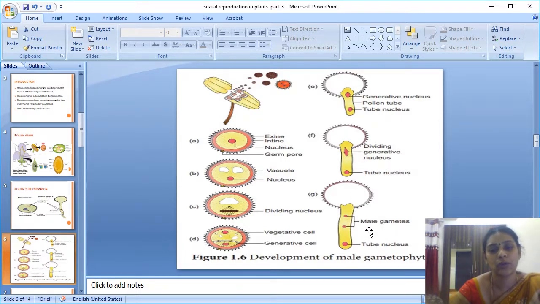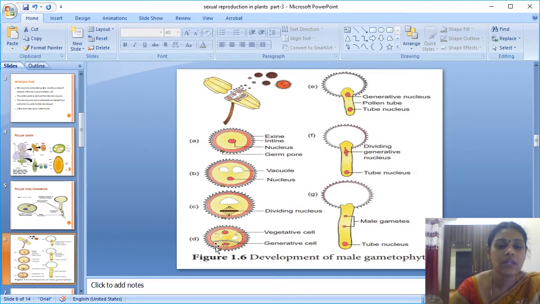This is our male gametophyte. It is now ready. If it meets a female gamete, it causes the pollination, which produces fertilization and gives a zygote. Then seed will be produced, and everything else takes place. So the male gamete is formed like this.